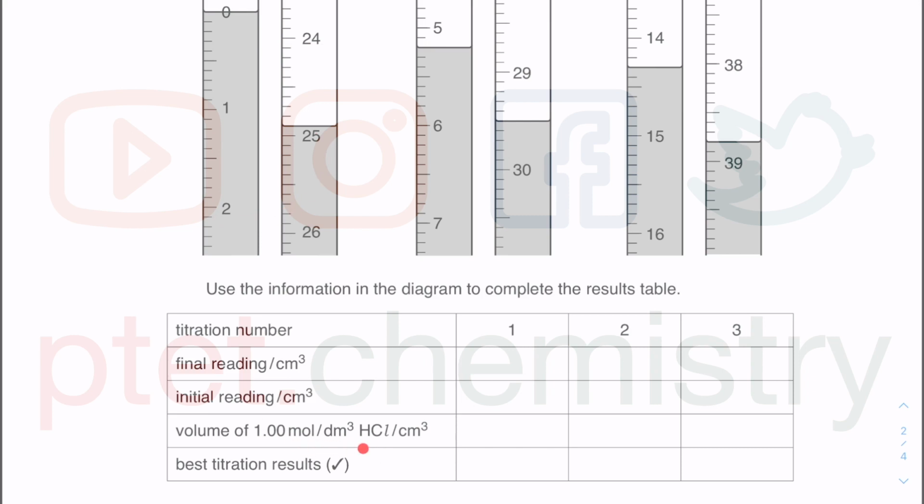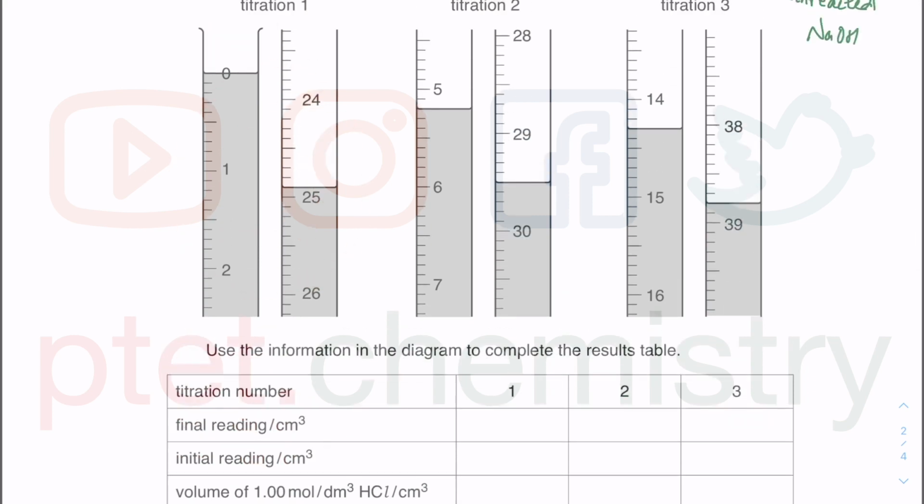This is 1 mol per dm3 HCl because that's what you fill the burette with. Let's start reading the burette reading. This is 0.0, as your initial reading. It has to be done to 1 decimal place. For O level or IGCSE level, volume reading on the burette is 1 decimal place.